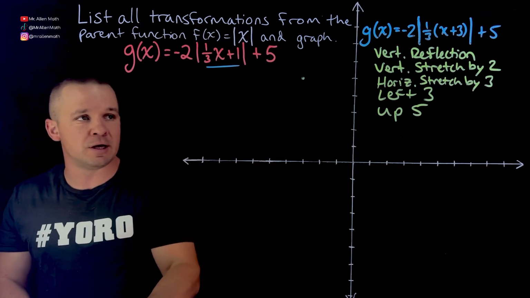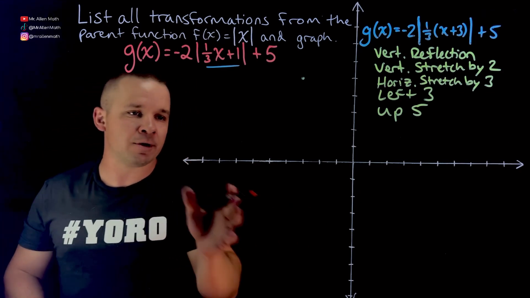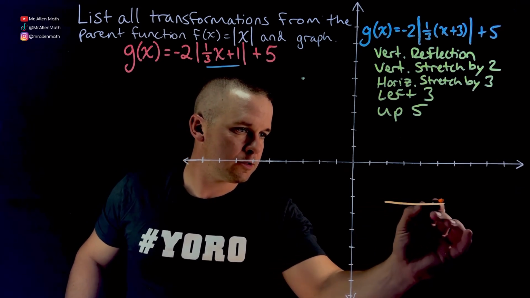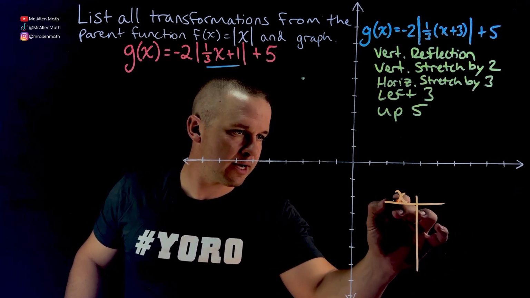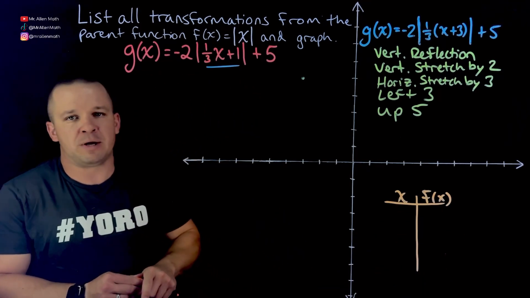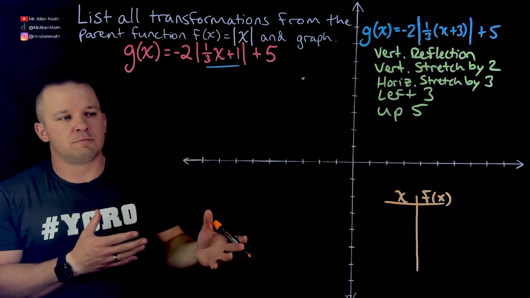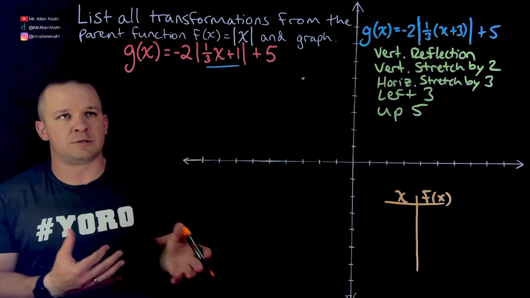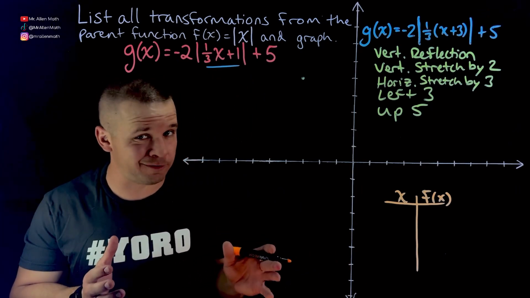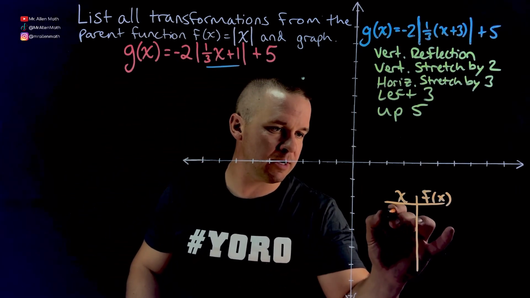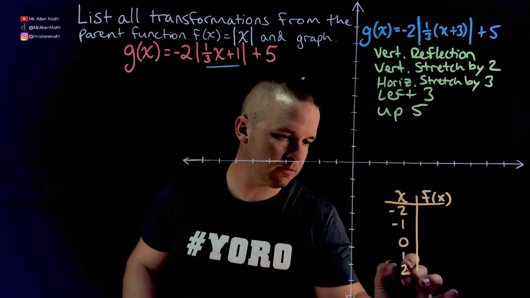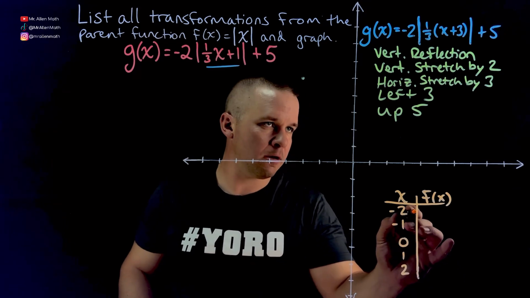So the first thing I'm going to do is my parent function. So I'm going to do that t-chart right over here, okay? So I've got x and then my f of x, which is my absolute value of x. And let's pick some numbers. I'm just going to do -2, -1, 0, 1, and 2. That sounds fine to me. It might not work out wonderfully here, but we shall see. So -2, -1, 0, 1, and 2. Okay? And then, let's see here.